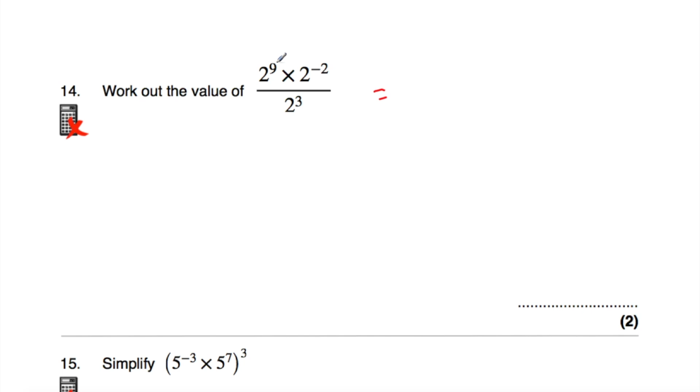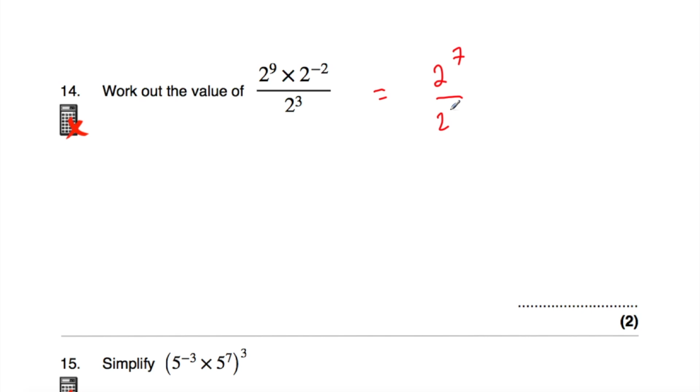We've got 2 to the power of 9 multiplied by 2 to the power of negative 2. So because we're multiplying things with the same base, we add the powers. So we're going to do 9 plus negative 2. So when we add 2, we go up. Whenever we add negative 2, we're going to go down. So 9 plus negative 2 will be equal to 7. So that'll be 2 to the power of 7. Another way to consider that is if we had negative 2 and then we add 9, we get to 7. So we've just added the powers there.